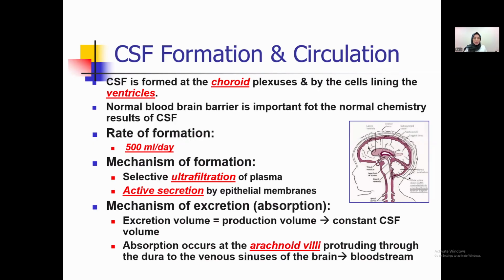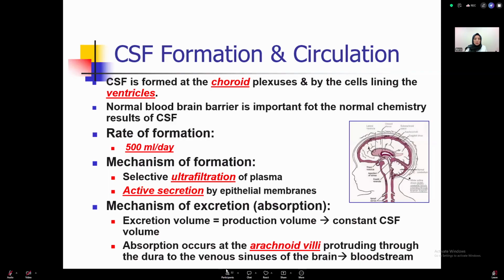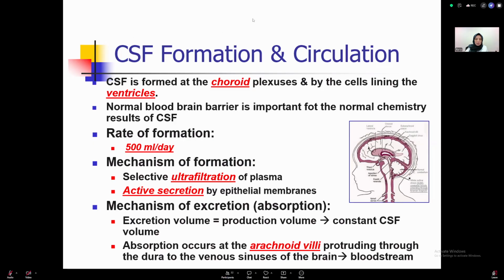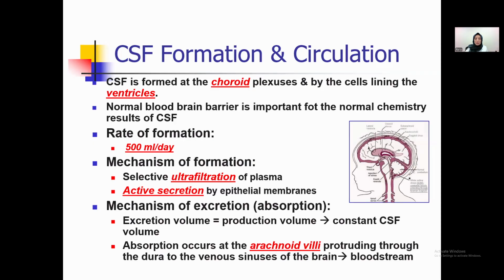And excretion will be through the arachnoid villi, going to the venous sinus of the brain and back to the bloodstream. So to summarize this slide, the CSF is formed at the choroid plexus by either ultrafiltration or active secretion by the epithelial membrane, and is absorbed through the arachnoid villi to the venous sinus of the brain, and then goes back to the bloodstream. The rate of formation should be equal to the rate of excretion to have a constant CSF.